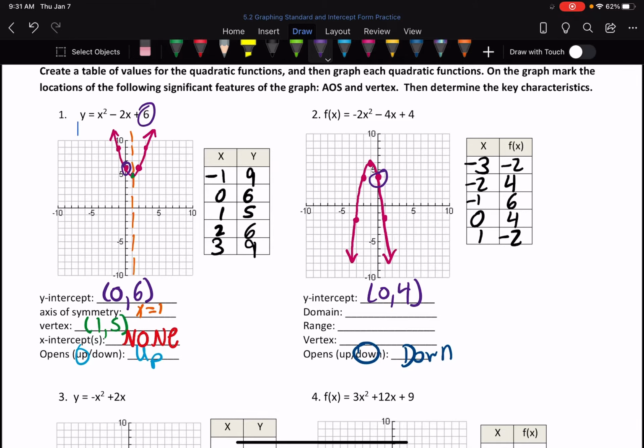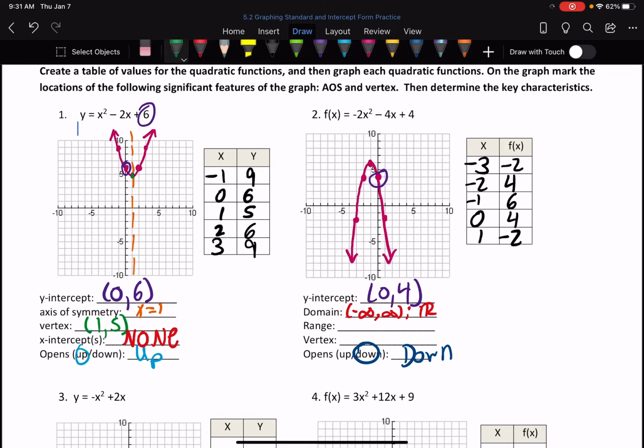Now it's asking for our domain and range for this function. For all of the functions that we're learning this in Algebra 1 this year, our domain will always be all real numbers. So from -infinity to +infinity, or you can put all reals.